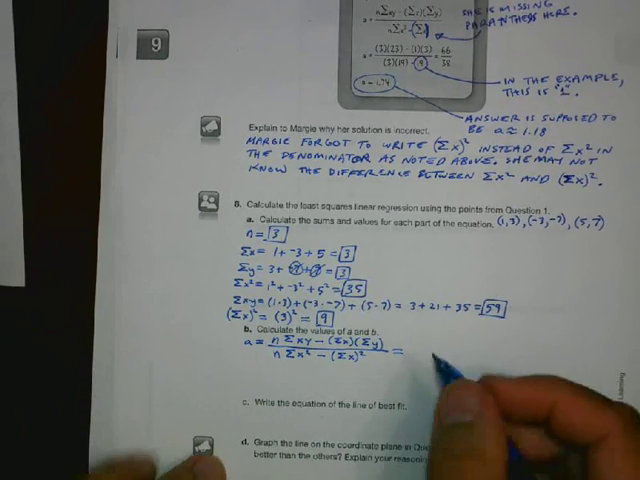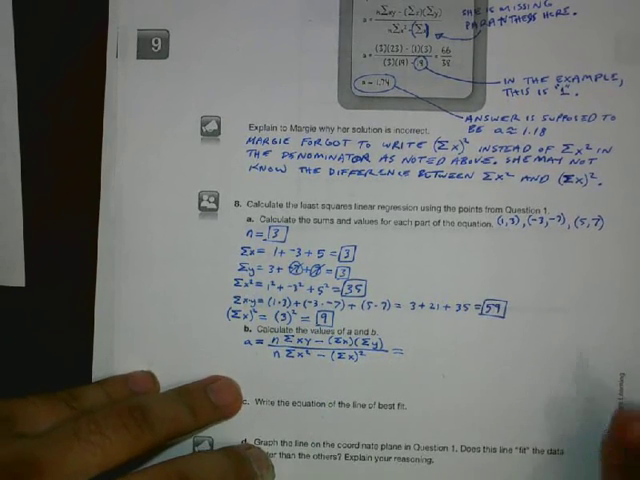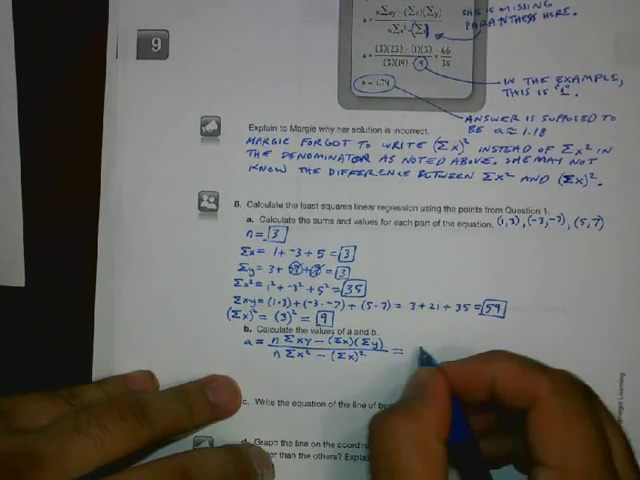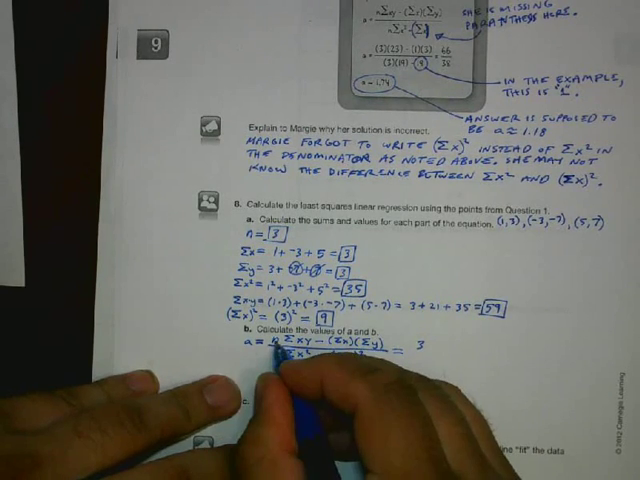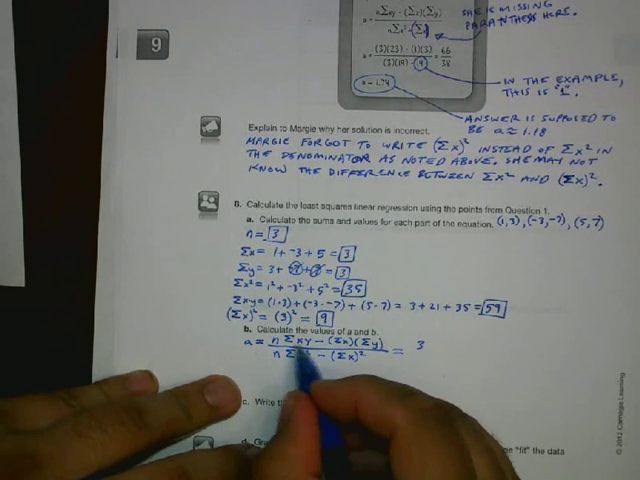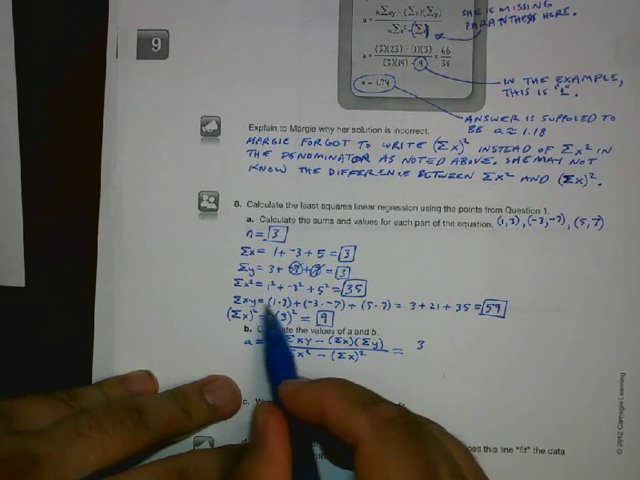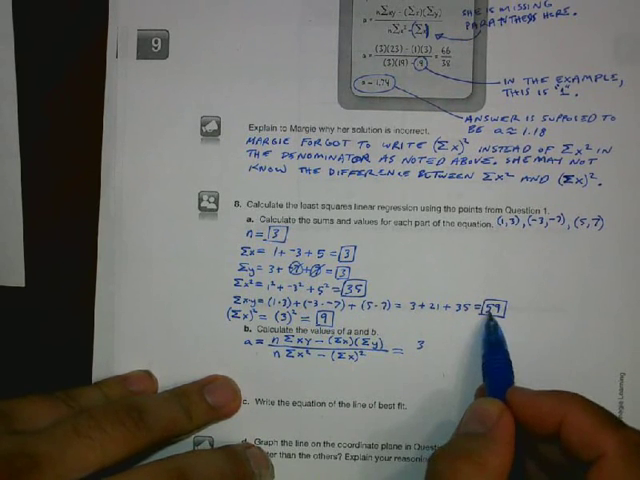Okay, so to solve this, all we gotta do is plug and play. So our n is going to be 3. That n is 3. Summation of x times y. Summation of x times y is 59. So we plug in our 59.